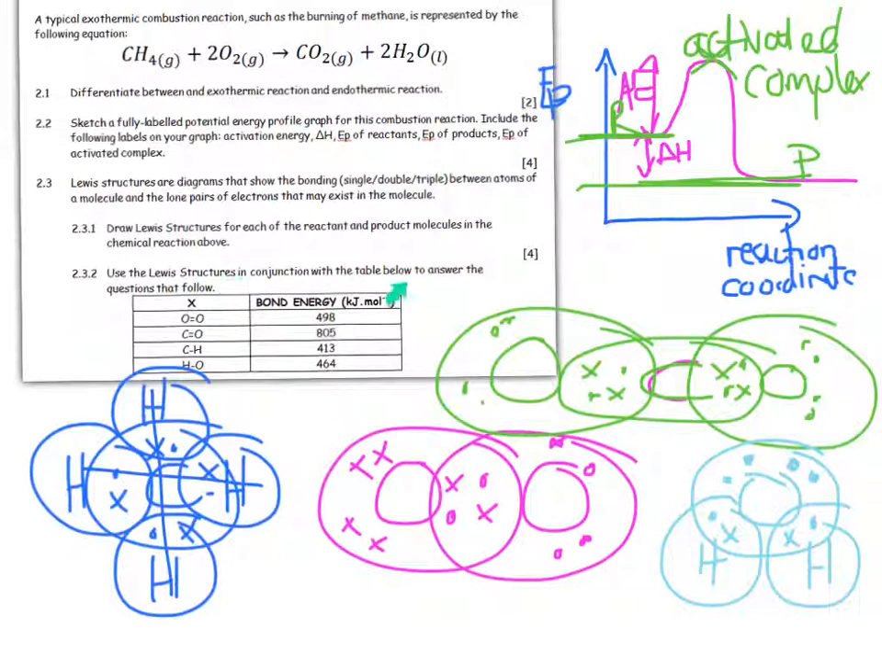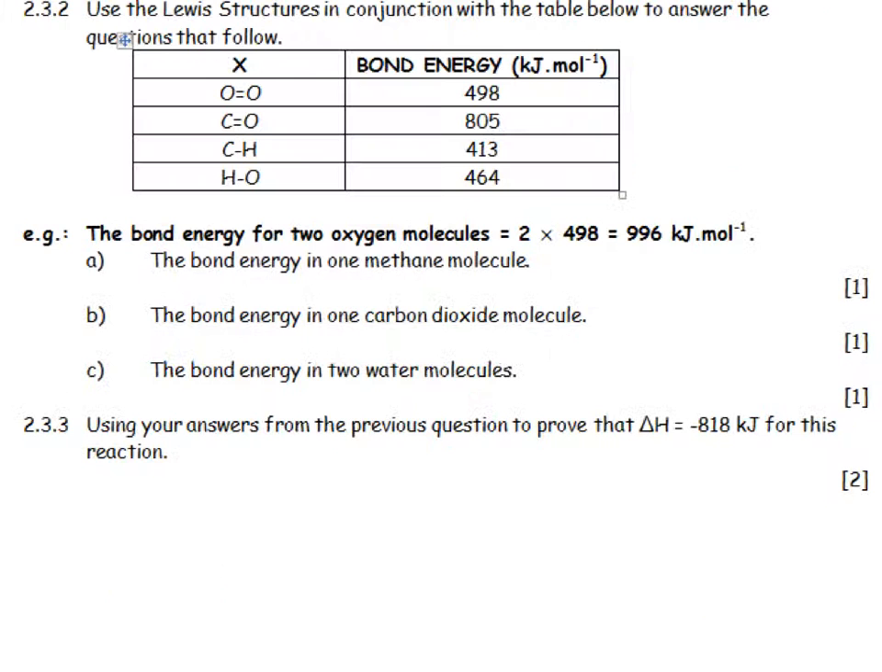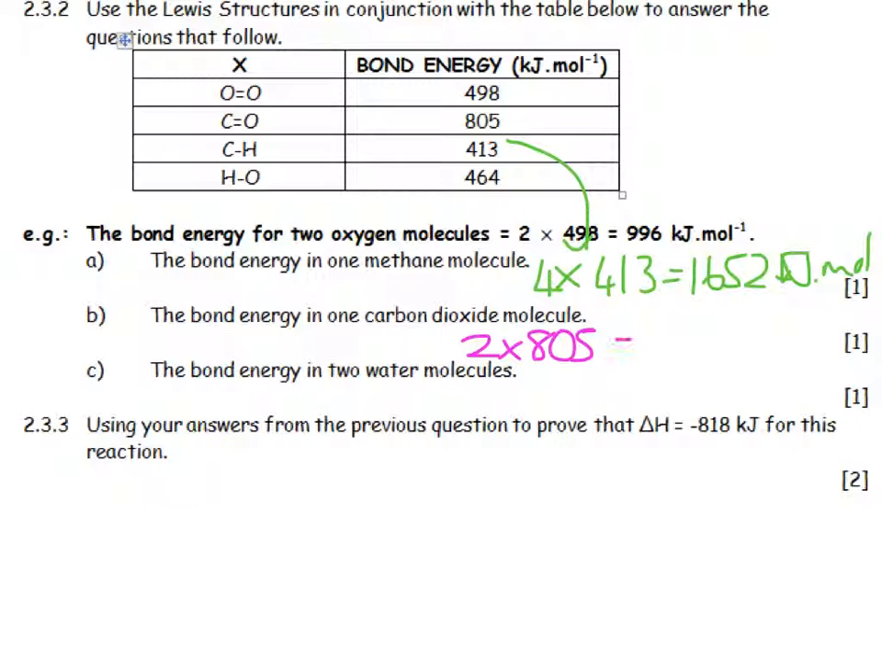Then we go on to a bond energy question. Watch carefully. So given those bond energies, first thing is what is the bond energy in one methane? There were 4 HC bonds. So it's 4 times 413, which is equal to 1652 kilojoules per mole. Then you have got in one carbon dioxide, there are 2 double CO bonds, so it's 805.